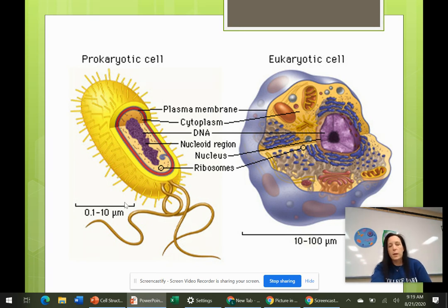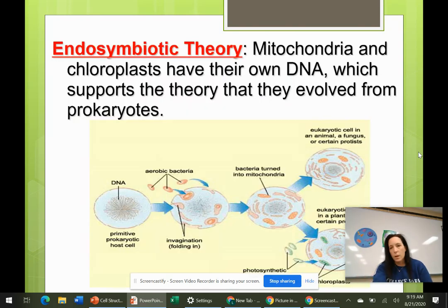Okay, the prokaryotic cell is smaller, which y'all may or may not know what these units are, but a eukaryotic cell goes from 0.1 to 10, that size, and then the eukaryotic cell is a lot bigger because it's more complex.